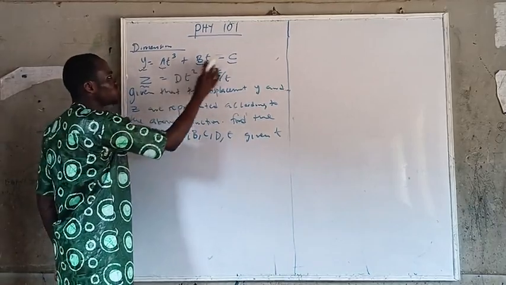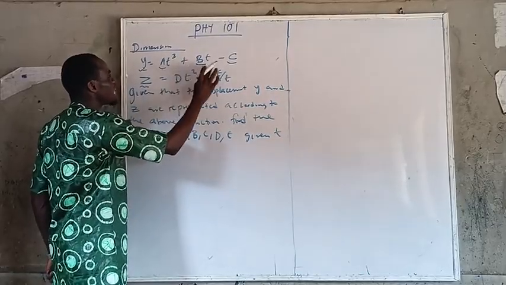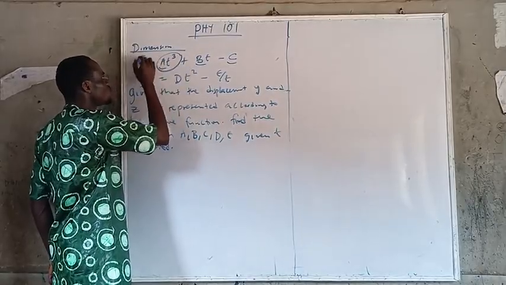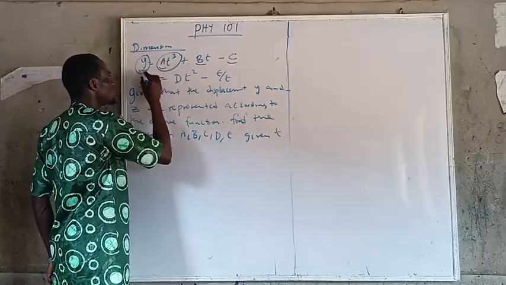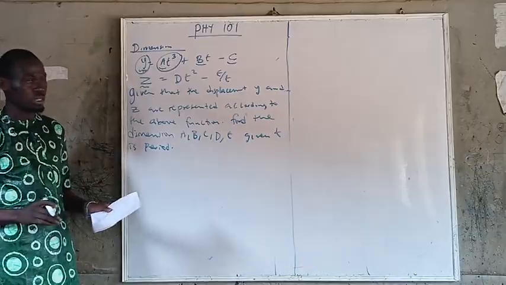For everything to be summed or added, the dimensions must be equal to what we have here, which means this is equal to this in dimension, this one too is equal to this in dimension, while c is equal to this in dimension. I don't know if you get what I've just explained.